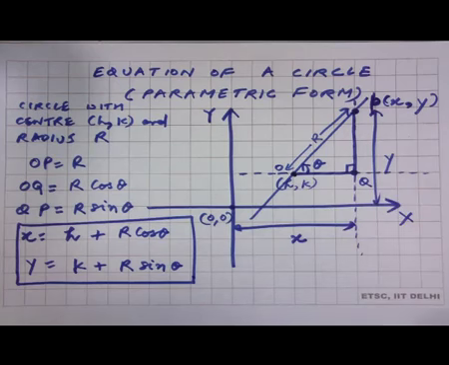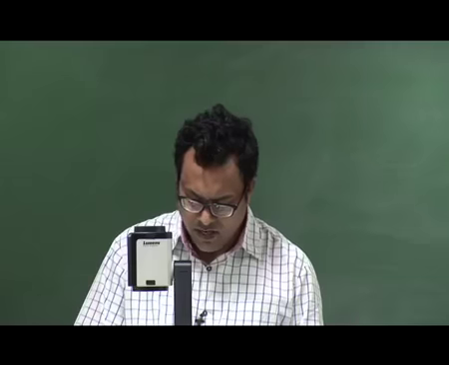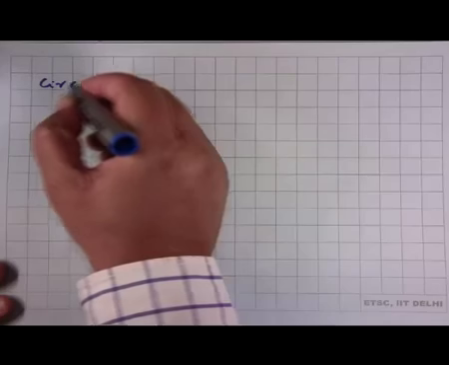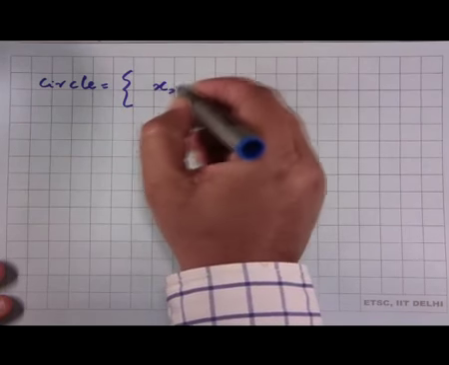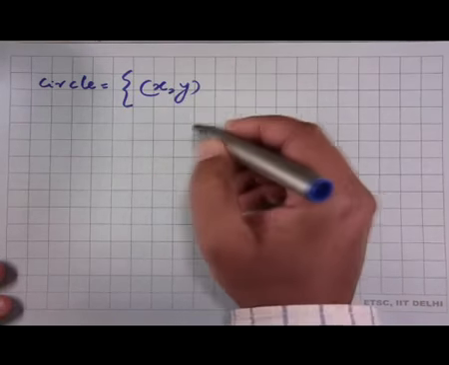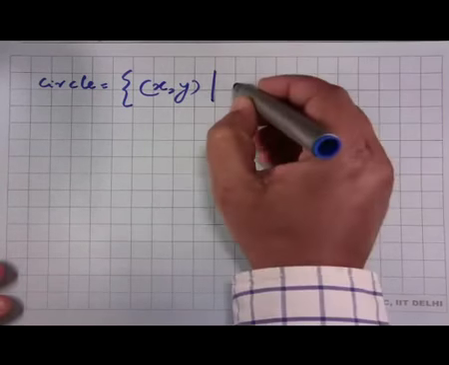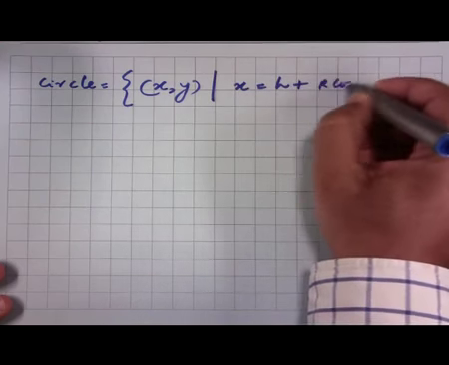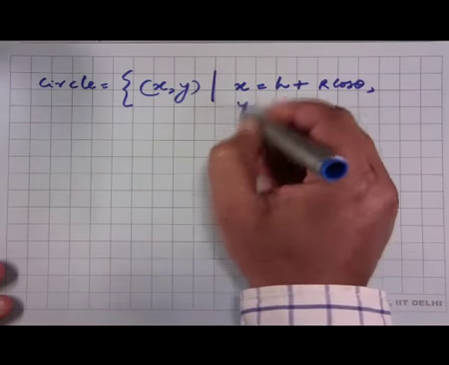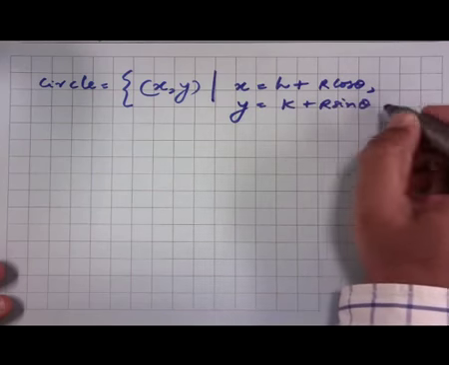axis. But can this be formed into some kind of a rule, just as we had in the center radius formulation? And it is not very difficult. We can define the entire circle to be all those points x and y where x is h plus r cos theta, y is k plus r sin theta.